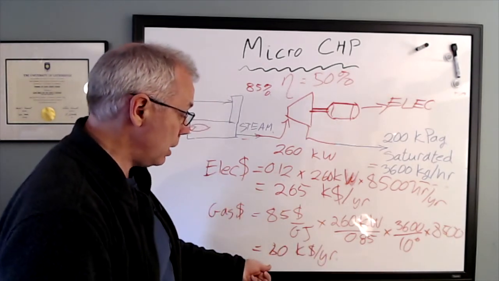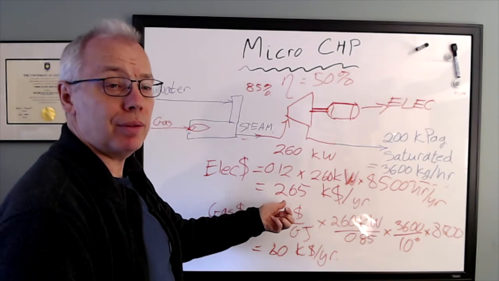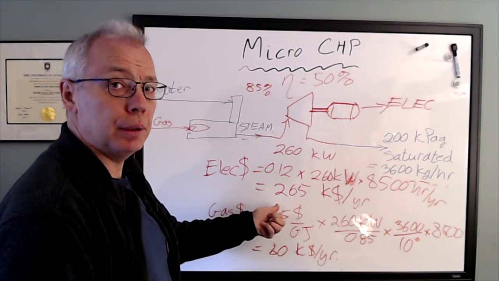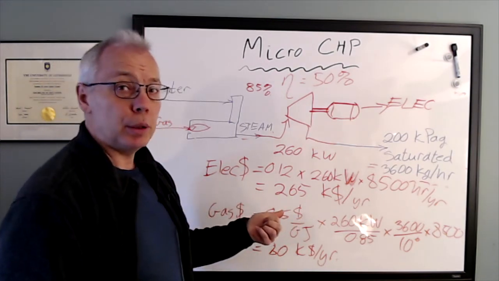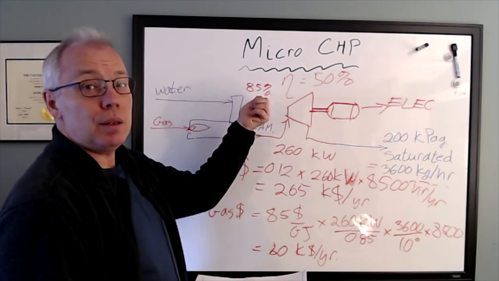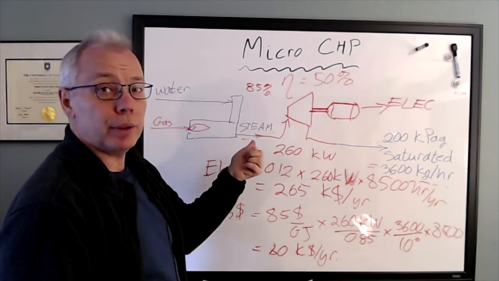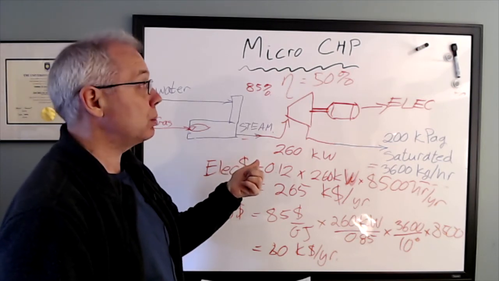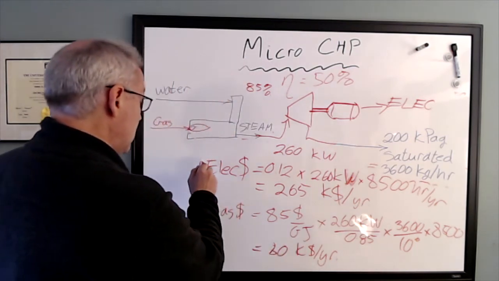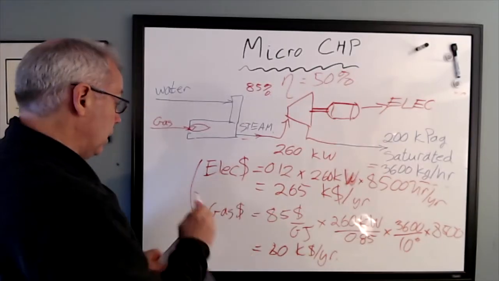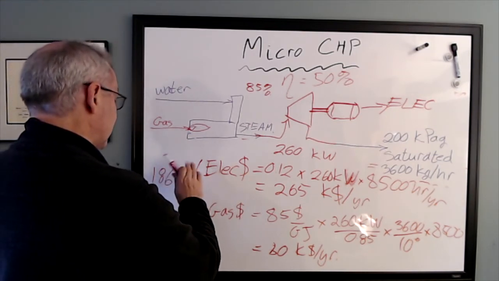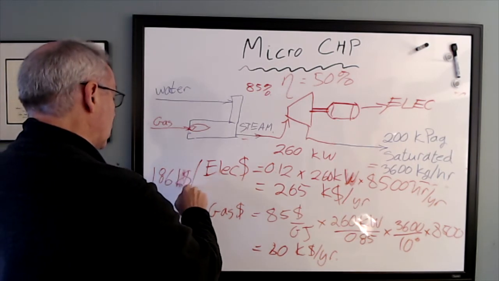So we consumed $80,000 of gas, and we made $265,000 worth of electricity. So economically, that's really good. Environmentally, that's also really good, because the efficiency that we created the electricity at was 85% versus the absolute very best combined cycle gas turbine, which only does about 50. So this is really good. The difference between these two, the cash flow, about $186,000 per year.